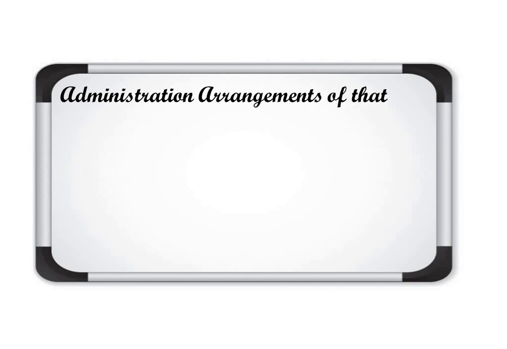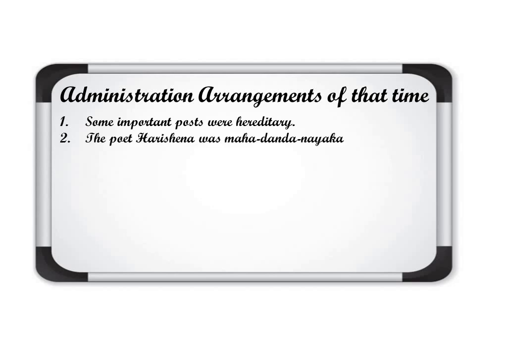Now the administrative arrangement of that time, how the different posts and people were working there for administration. Some of the important posts were hereditary, meaning the same family members were ruling one after another. Like the example of Harisena: the poet Harisena was Mahadandanayak, or chief judicial officer, related to punishment, from the name it looks related to punishment. So this post he got hereditarily from his father.